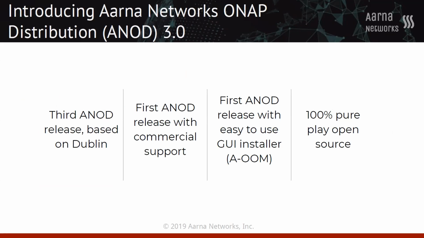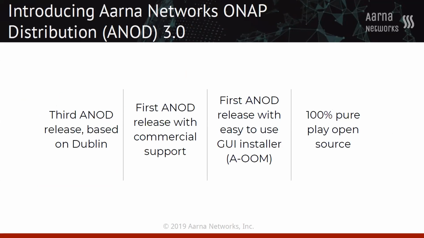So now we'll switch over to ANOD. So introducing Aarna Networks ONAP distribution, we call it ANOD 3.0. So this is our third release. We started with Beijing, then we had one for Casablanca, and now for Dublin. What's unique in this one is this is the first release for which we are offering commercial support. The previous two, we did not offer commercial support. So we will cover what that means.